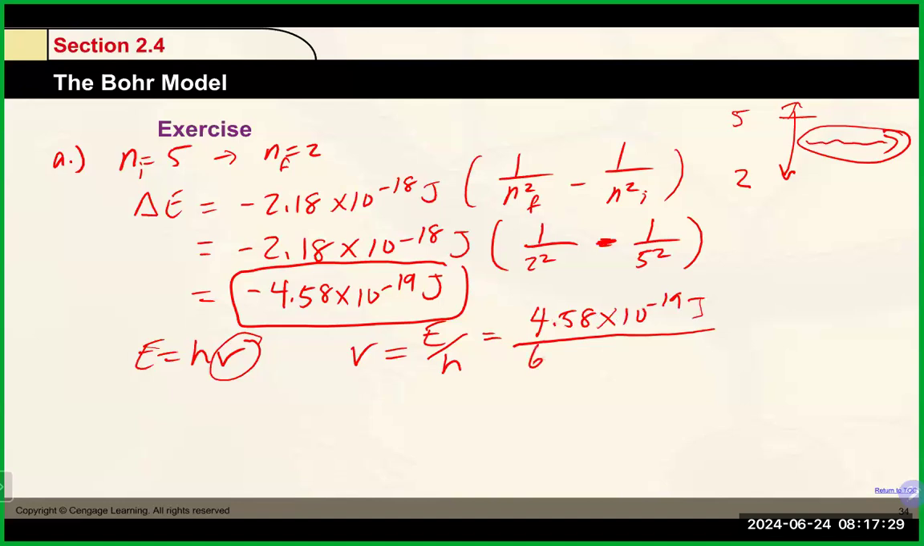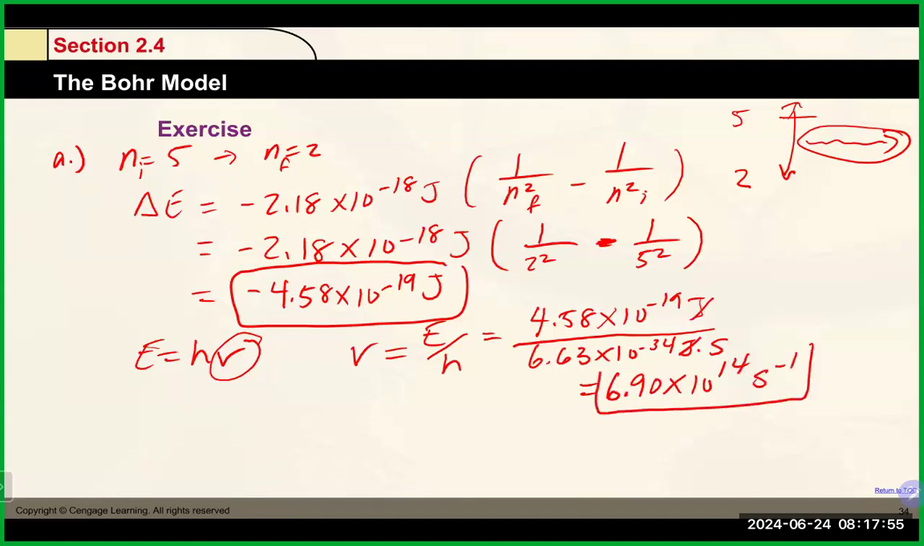Planck's constant is 6.63 times 10 to the minus 34 joules times seconds. The joules will cancel each other out when you divide, and you will end up with a frequency of 6.90 times 10 to the 14. These are, again, going to be reciprocal seconds in terms of the units here.